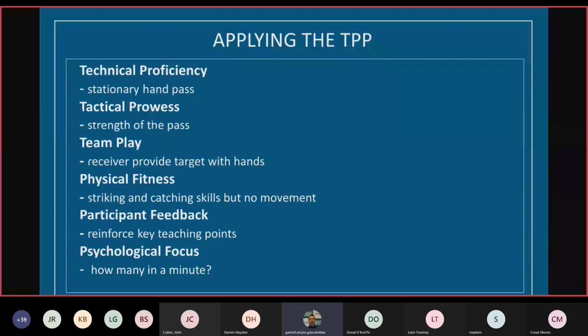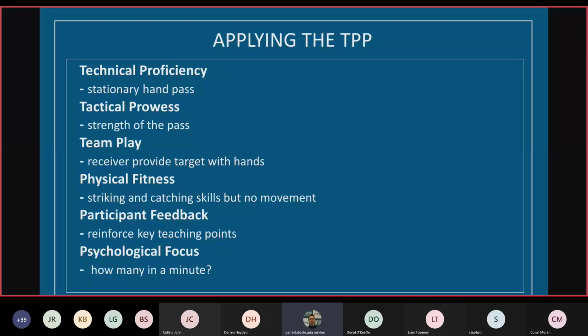Is there any team play aspect of it? Again, it's limited, but we could encourage the receiver to provide a target by putting their hands up. They only pass when the target's there. Physical fitness, there's not much movement, but they're developing the striking skills that are going to be needed for Gaelic games, and also the catching skills. Participant feedback, what does this activity allow you to coach or improve in the player? Really, it's just reinforcing the key teaching points, which you would have explained in your demonstration.